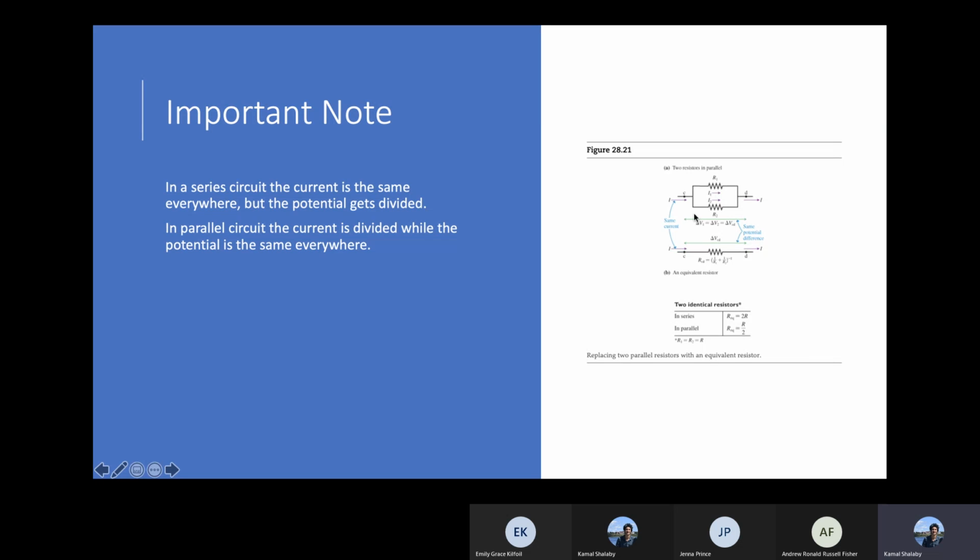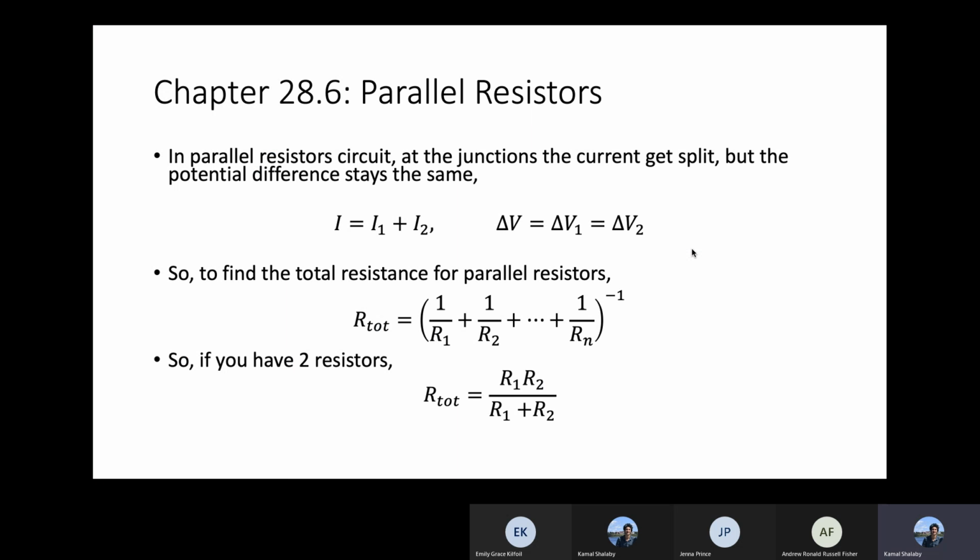Meanwhile, the voltage in the parallel is the same everywhere. So the voltage over here is the same as the voltage over R2. But in series, the voltage gets divided around each resistor. So with that in mind, we shall continue. We start with parallel resistors.